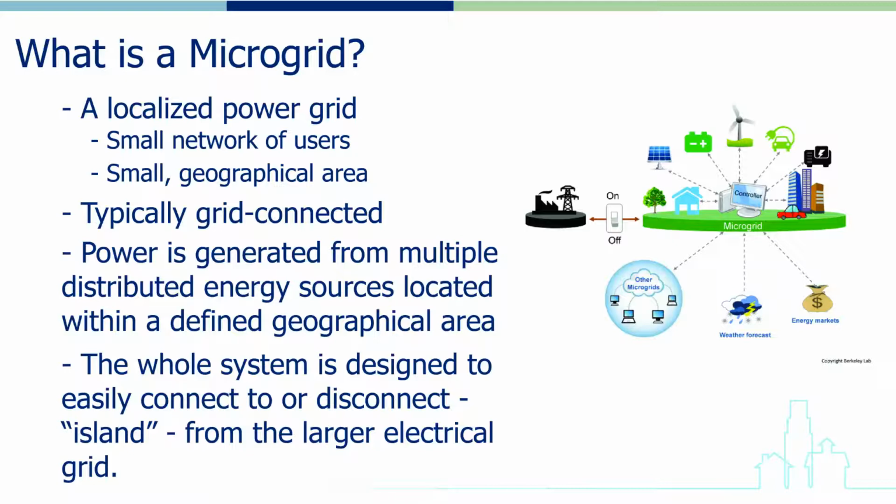Power is generated from distributed energy sources, such as combined heat and power systems or renewable energy, located within the defined geographical area. The whole system is designed to easily connect to or disconnect from the larger electrical grid so that it can operate in grid-connected mode during normal conditions or in island mode during power disruptions or when the economics of operating in island mode are favorable.